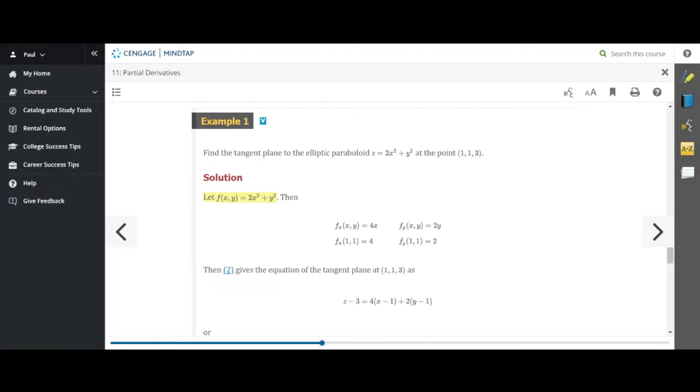In example 1, they want you to find the tangent plane to this elliptical paraboloid at the point 1, 1, 3. All you do is compute your partial derivatives with respect to x and y, evaluate those partial derivatives at x equals 1, y equals 1, and then just apply the formula for the equation of the tangent plane, and this is going to be your answer.